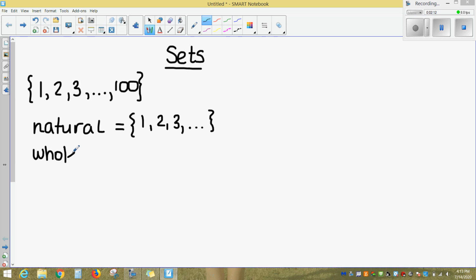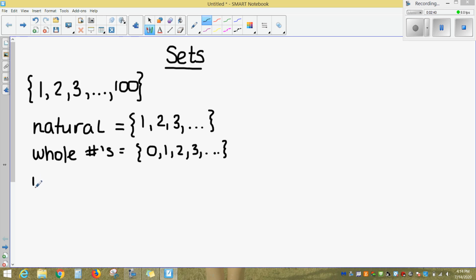If we want to talk about the set of whole numbers, then all of the natural numbers are also whole numbers, 1, 2, 3, 4, 5, 6, 7. But also included in the set of whole numbers that's not a natural number is the number 0. So again, all of the natural numbers are also whole numbers, but all of the whole numbers are not natural numbers. All of them are but 0.